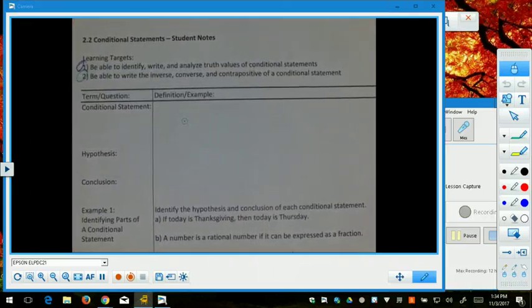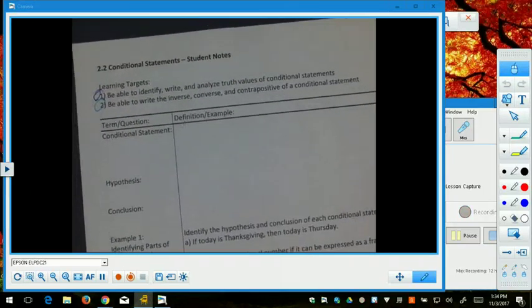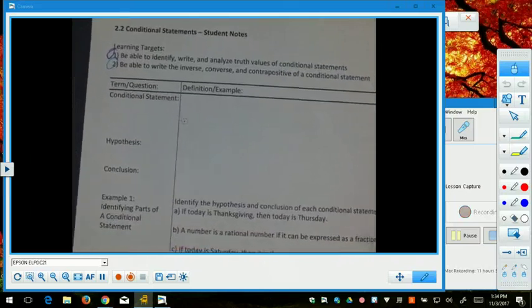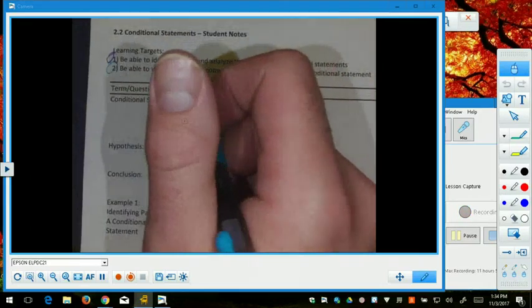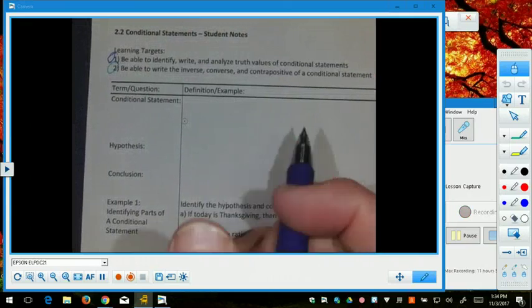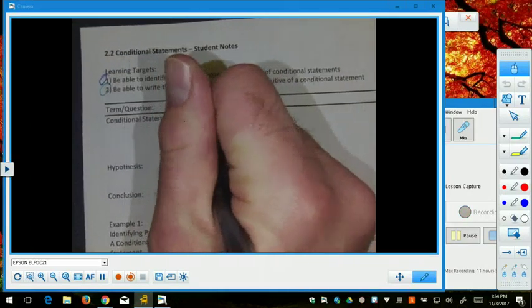A conditional statement is a statement that has conditions. We kind of had this in lesson 2.1 when we were trying to do counterexamples, and we said that our counterexample must meet the first part of the sentence. The first part of the sentence was the conditions for whatever the problem was. But conditional statements are usually written in an if-then form.